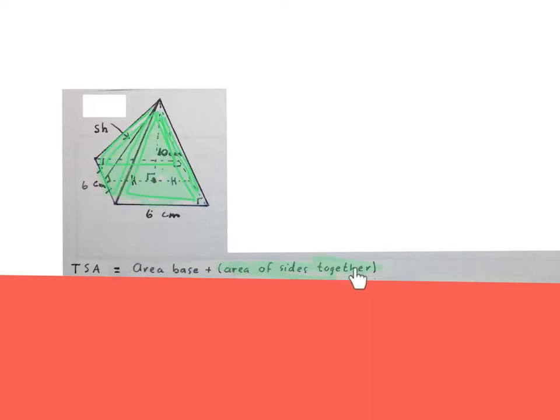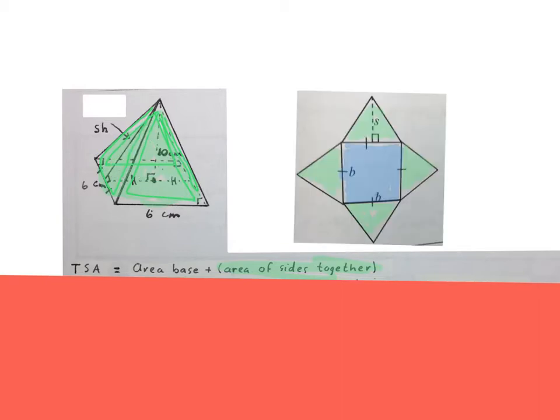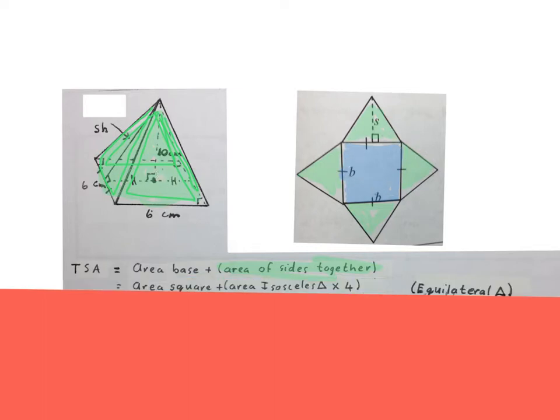And then the area of the sides are the 4 triangles that we have around this pyramid. There's one in front, one on the left, one at the back, and one on the right. And if we did have to draw a net, this shape would look something like this. That means we're going to work out the area of the square lid at the bottom, plus the area of one of the isosceles triangles, and then times that by 4.